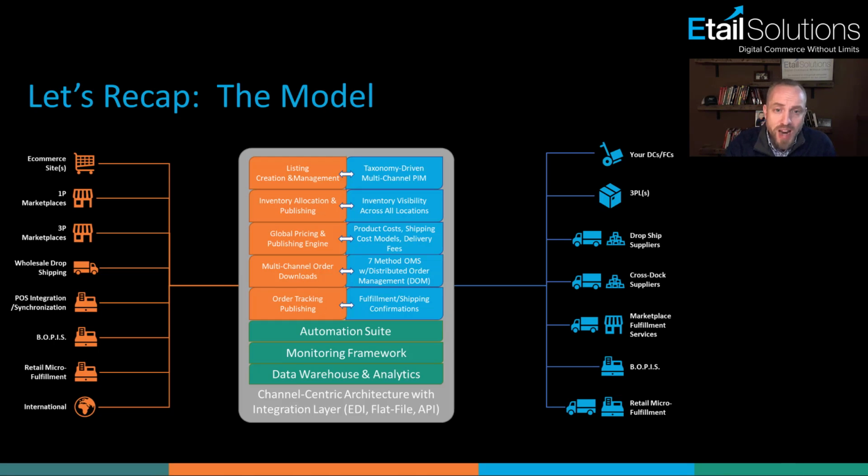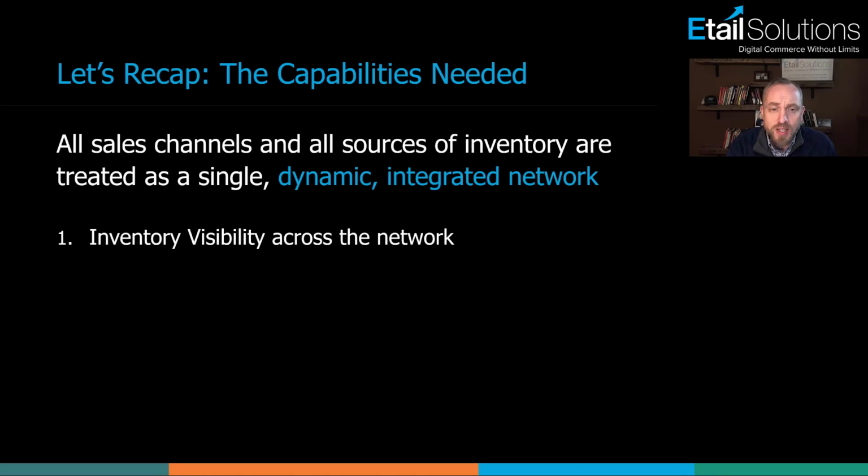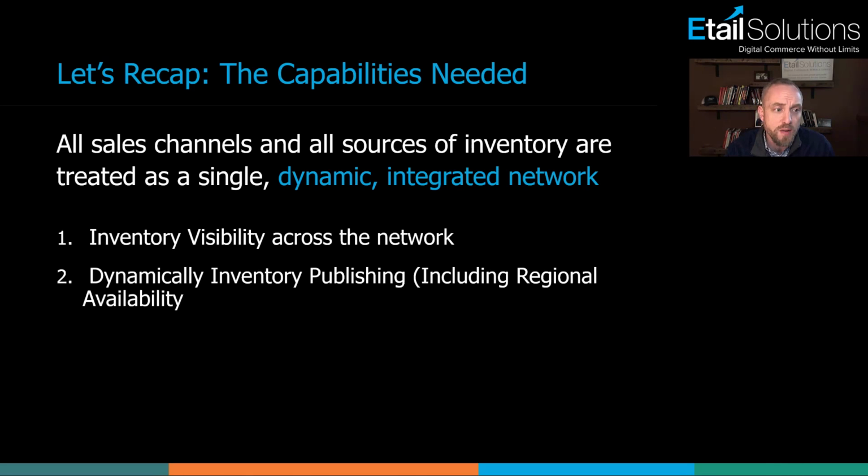So the best way to handle all of this is by putting all of this together into a single dynamic integrated network. And that means you need the ability to see inventory visibility across your fulfillment network, regardless of which locations, which suppliers, whether it's an external 3PL, etc., you have to know what inventory is available for sale. You need to be able to deal with dynamic publishing based upon what is for sale, even where it's for sale, to be able to leverage some of these regional programs and maximize sales.